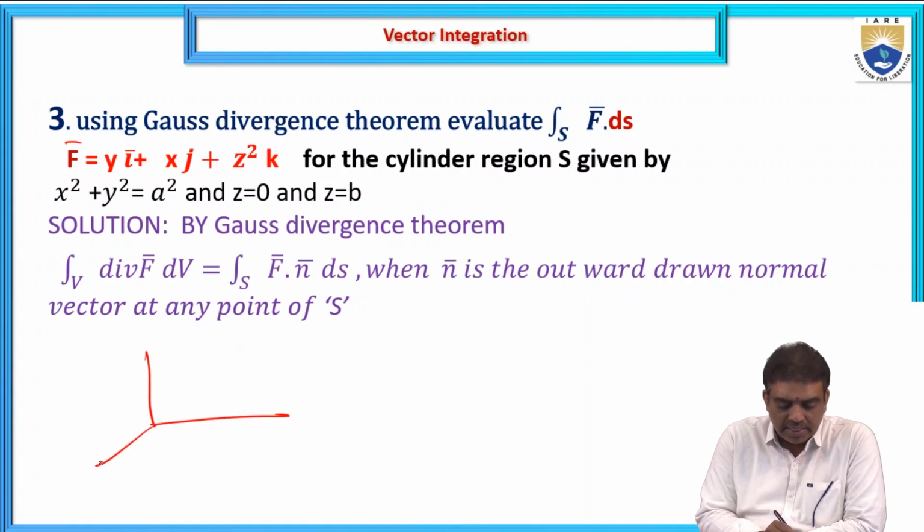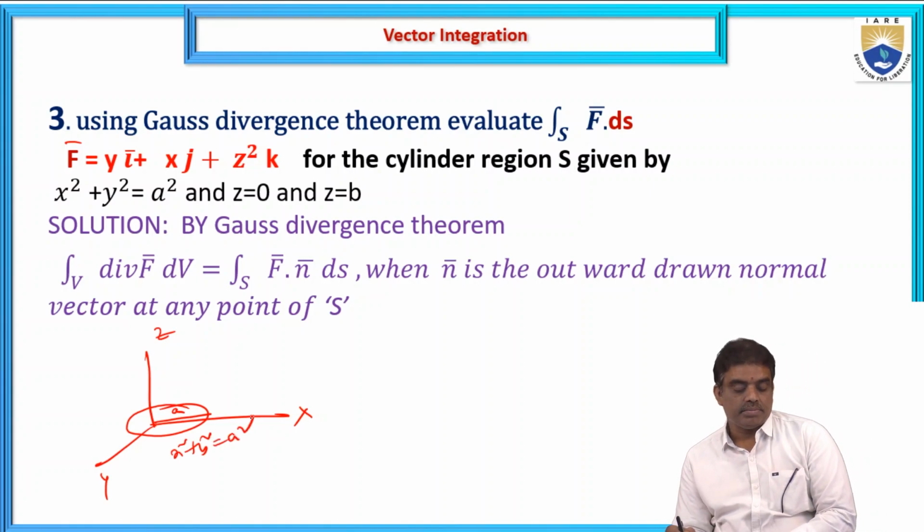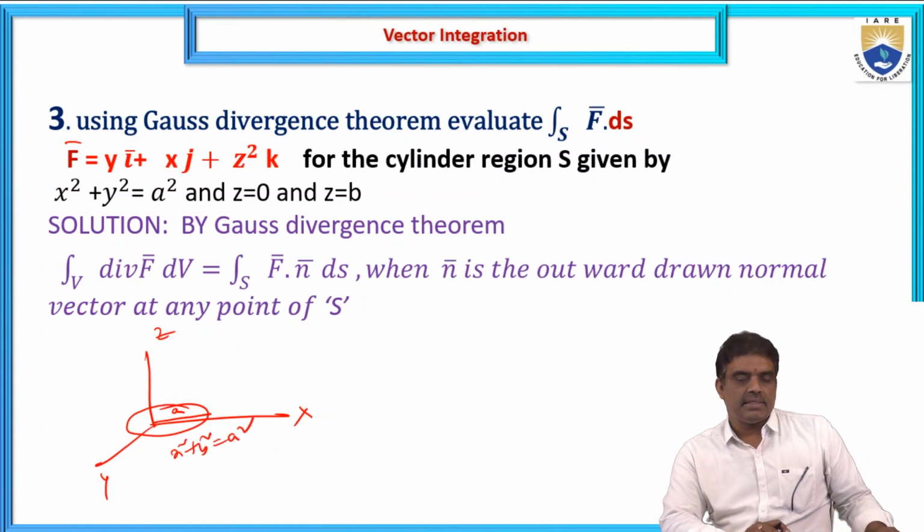The region of integration is in three axes: x-axis, y-axis, z-axis, and the base is the circle. The base is the circle in the xy plane, so the radius is equal to a. So the equation of this is x square plus y square is equal to a square. The lower base is the circle.